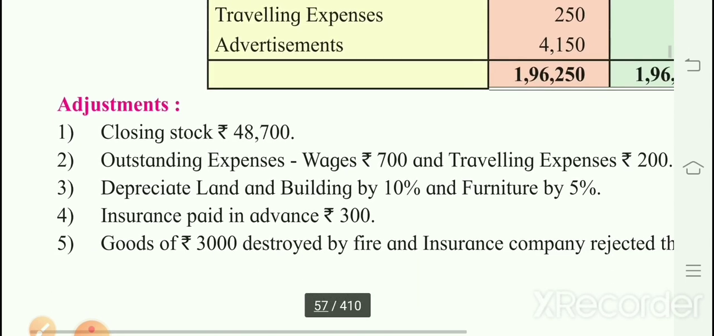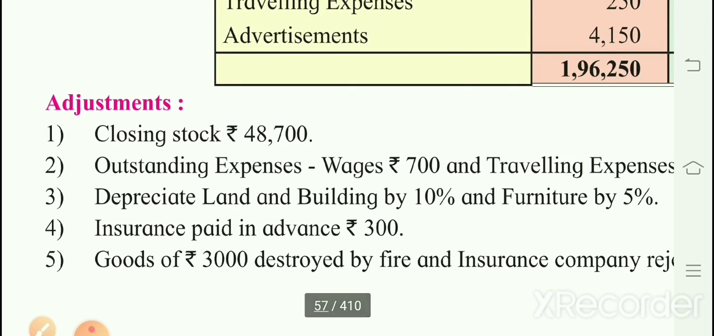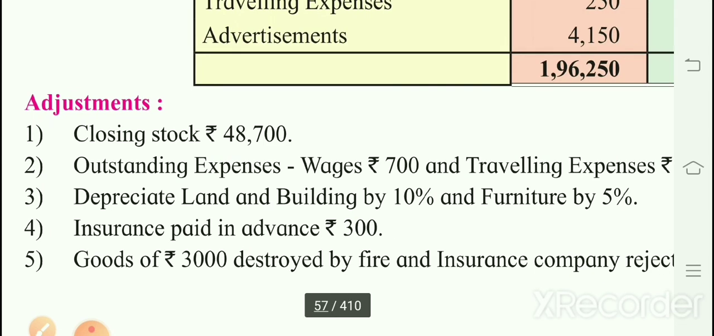See, first adjustment, closing stock rupees 48,700. All of you know its effect. First effect will be given to credit side of trading account by rupees 48,700, and second effect on asset side.